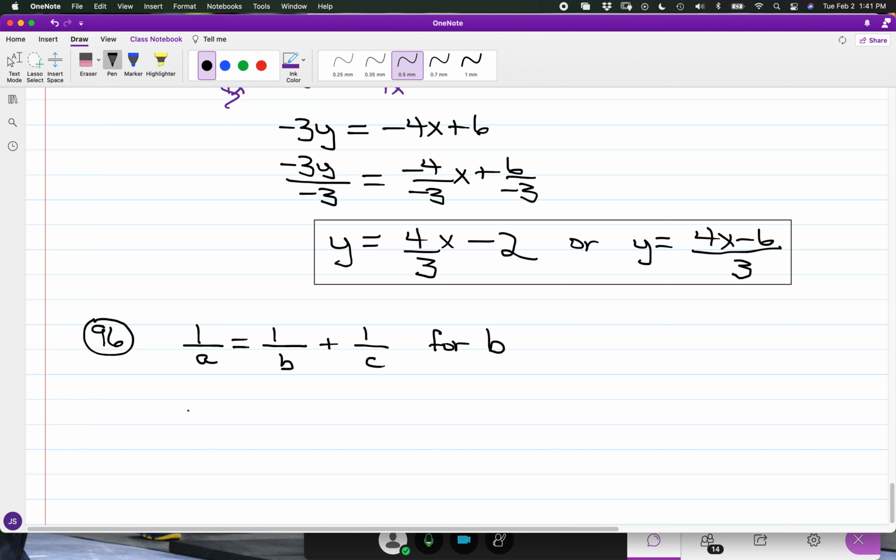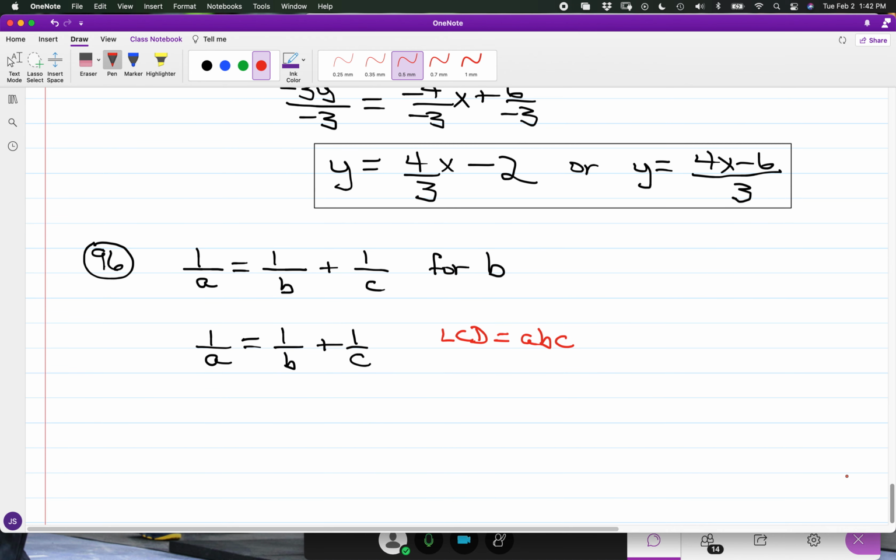And for this equation, I want to get out of the fraction mode. So what I can do here is multiply all the terms, or all the ratios, by the least common denominator. Okay, and in this case you have a, b, and c. And so I can get out of the fraction mode if I multiply everything out by the least common denominator.